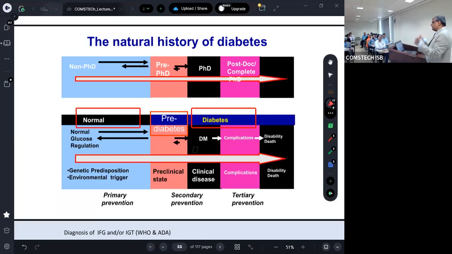Many of the students here online may be doing a PhD. So it is the PhD period, before that pre-PhD, and after PhD, you're doing some postdoc. The same is true here. Here is the normal subject, and this is the diabetic subject. In between, we call it pre-diabetes. So normal, pre-diabetes, diabetes, and then diabetic complications. This is the natural history of diabetes.